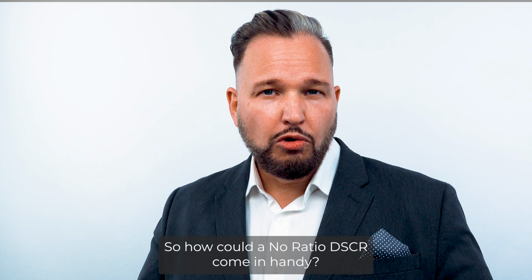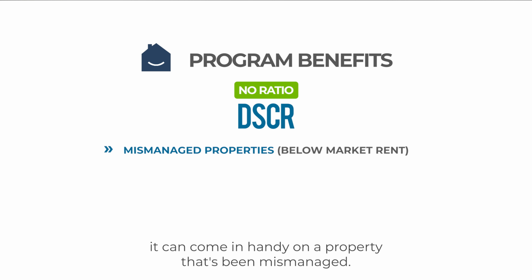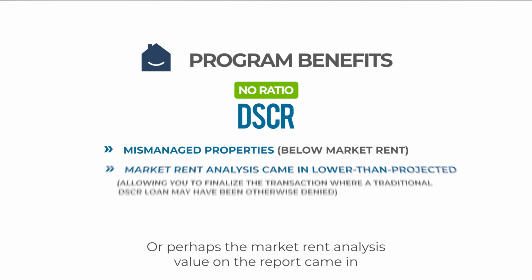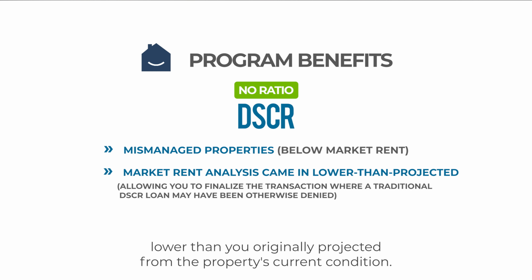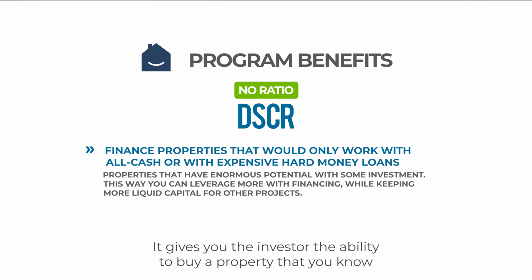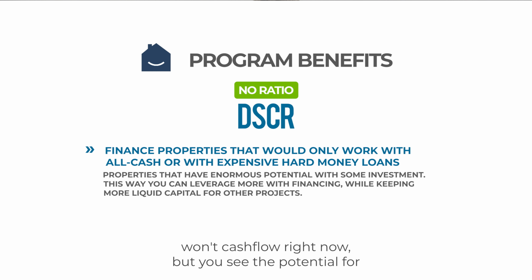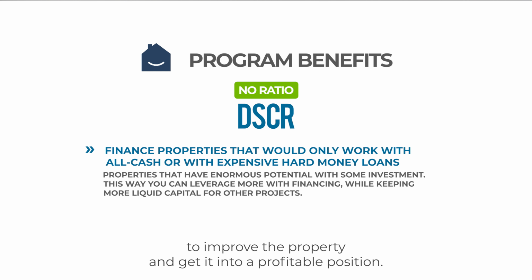So how could a no ratio DSCR come in handy? It can come in handy on a property that's been mismanaged, or perhaps the market rent analysis value on the report came in lower than you originally projected from the property's current condition. It gives you, the investor, the ability to buy a property that you know won't cash flow right now, but you see the potential and you need time and you already have the working capital to improve the property and get it into a profitable position.